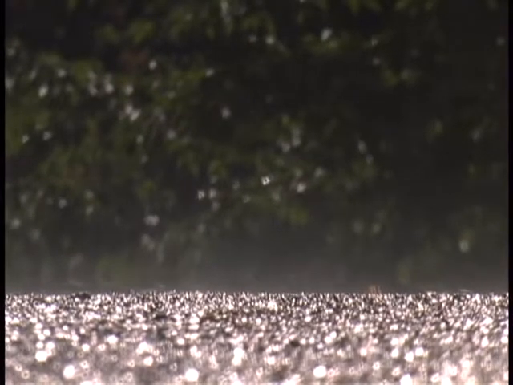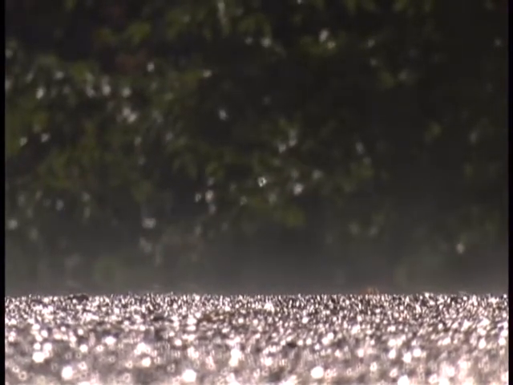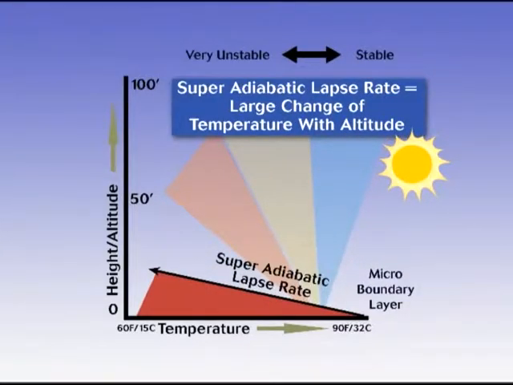Down in the micro-boundary layer right above the ground, the temperature rate change with height can be extreme because this surface air becomes much hotter than the air just a few feet higher. This is called the superadiabatic lapse rate, and by definition, it's any rate which is greater than the dry lapse rate. Superlapse rates happen mostly in the sunnier months and create excellent soaring conditions with many strong thermals forming at ground level.